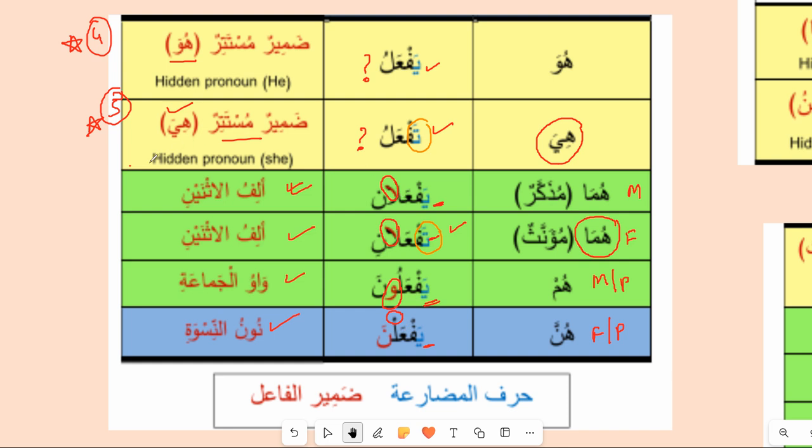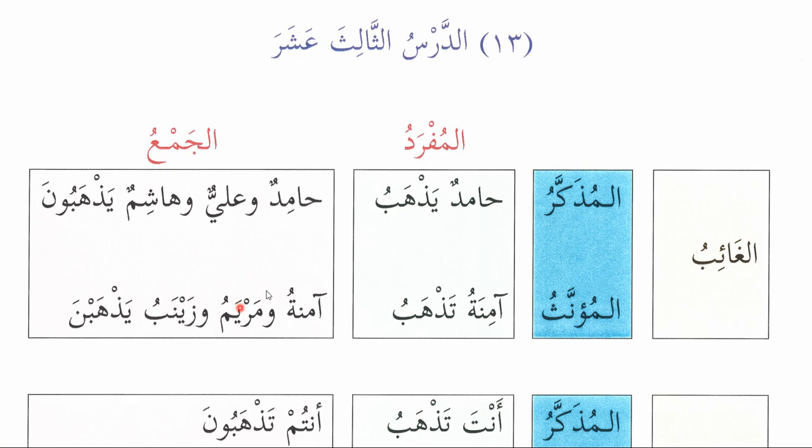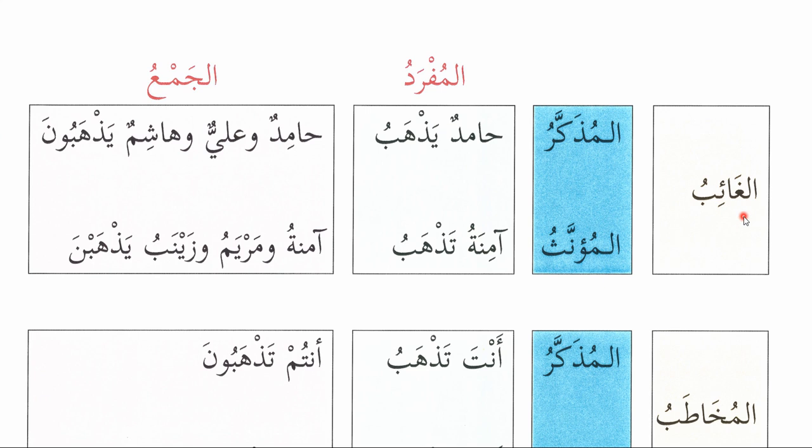Now let's go back to the lesson. Inshallah, it will be very easy for you to understand. So now we start the lesson, and there are columns and rows, let's see. The first one they have given is ghayab mudhakkar and ghayab muannath. Hamidun yadhhabu. So now you understand ya harf mudare and yadhhabu. Where is our damir mustatir? Hidden inside. Remember, in the ghayabs we have huwa and hiya hidden in it.